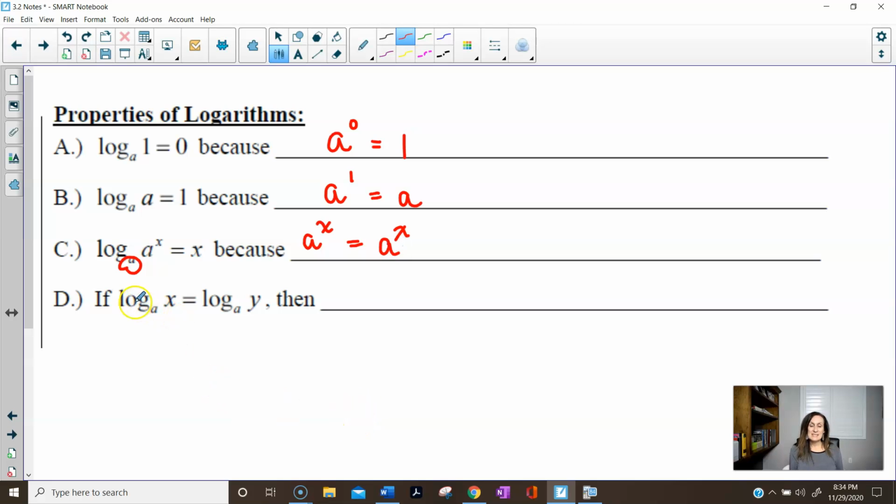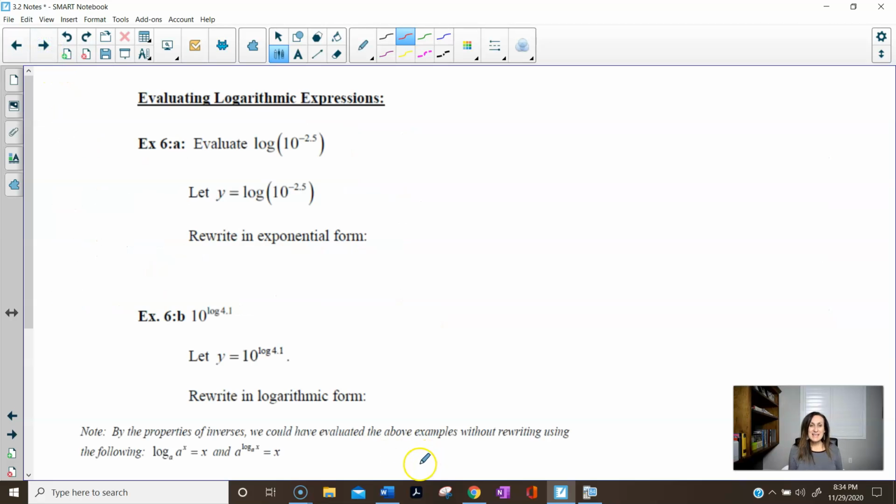Last property is if log base a of x equals log base a of y, then guess what? X will be equal to y. Okay, next page. All right, so last thing is just evaluating some logarithms. Evaluate log. If there's no base, we assume the base is base 10. So this is looking at the property. Notice the base and the answer are the same. And so what does log base 10 of 10 to the negative 2.5 equal?